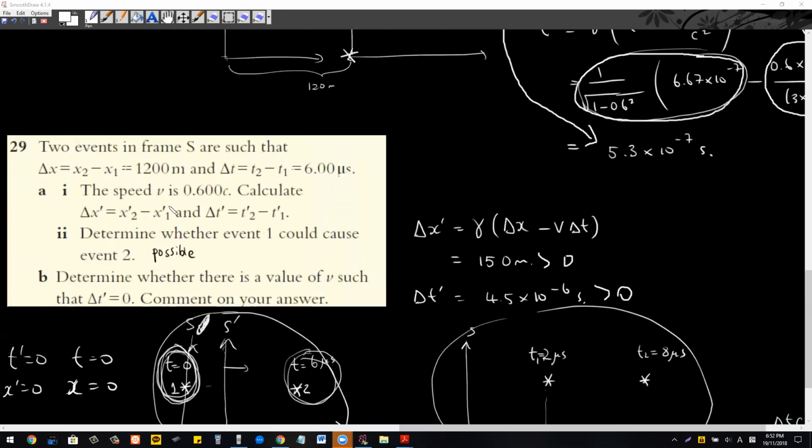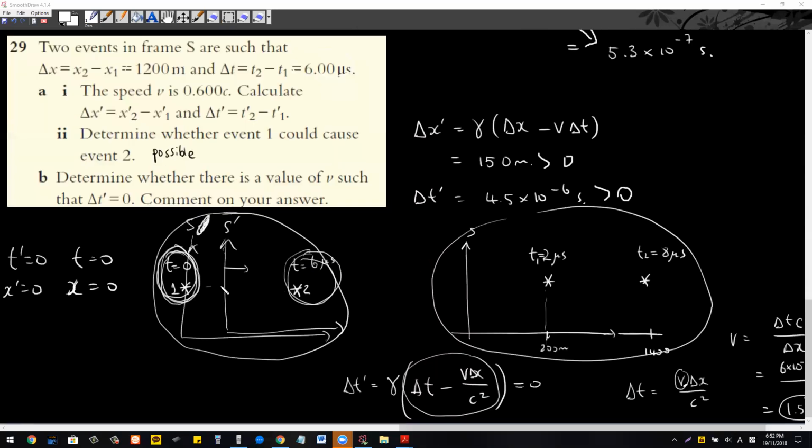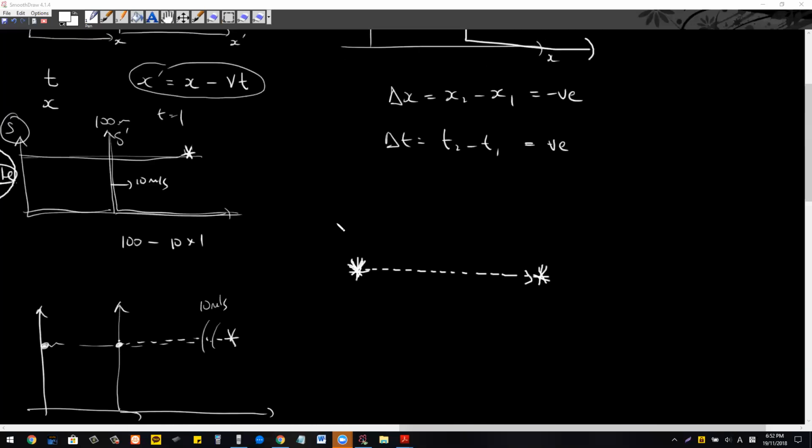So in this scenario, there is no velocity such that this can be 0. Of course, in this case, you cannot have any velocity such that this event and this event happen simultaneously according to frame S dash. I'm going to move on to 30.